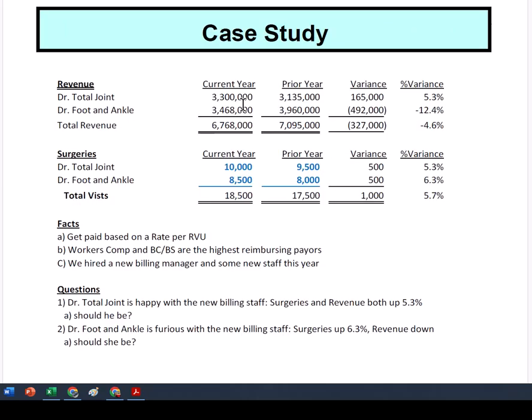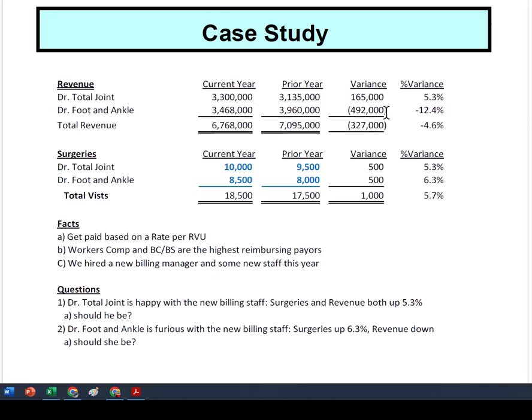Okay, so we're going to do three case studies. One I developed for education purposes, and the last two are the real deal. So we've got Dr. Joint and Dr. Foot and Ankle, where they're not too keen on budgets. They benchmark against prior year. That's fine.